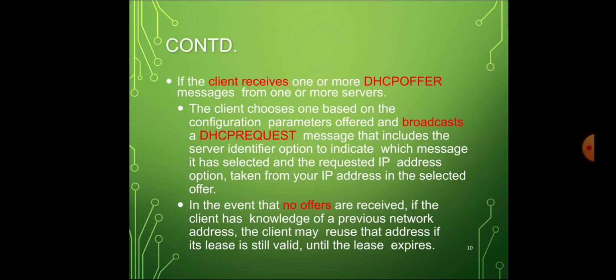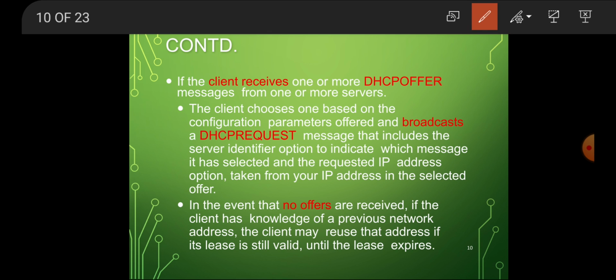If the client receives one or more DHCP offer messages from one or more servers, the client chooses one based on the configuration parameters offered and broadcasts a DHCP request message that includes the server identifier option to indicate which message it has selected, and the requested IP address option. So this will happen when the DHCP offers are received.